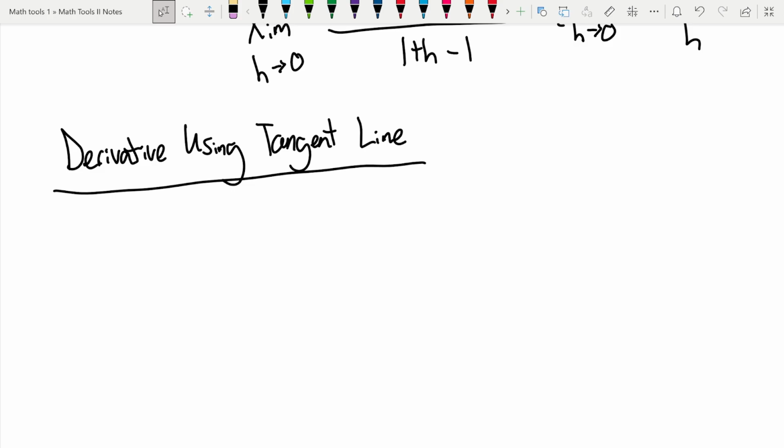So in this video, I just want to look at an example of how we could find this derivative if we are given the parts of the tangent line. Okay, so we're usually going the other way. We usually want to find the tangent line by finding the derivative.